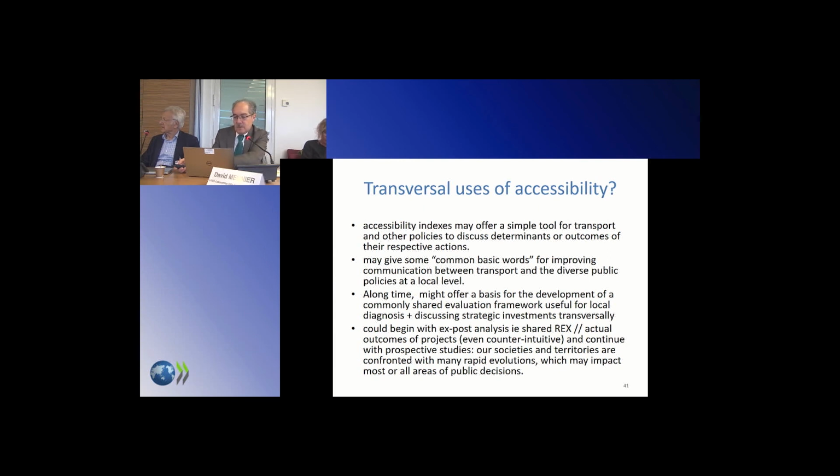So just to finish in a few slides, we may think about transversal uses of accessibility, because this kind of accessibility index may offer a simple tool, but also it's not really, as we saw, a normative tool. At first, it may give some basic words that could be common between fields of public action, between transport on the one hand, and urbanism or education, for instance, where should we put the schools and so on. It offers a basis for the possible progressive development of a shared evaluation framework, and to discuss at a more strategic level the question of strategic investments.